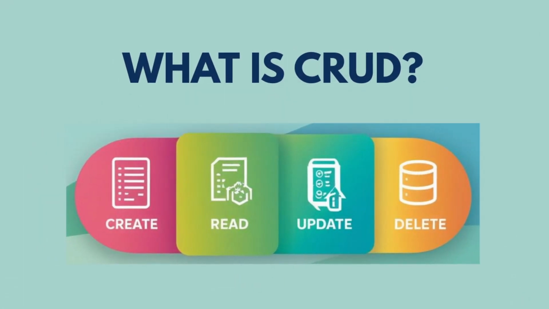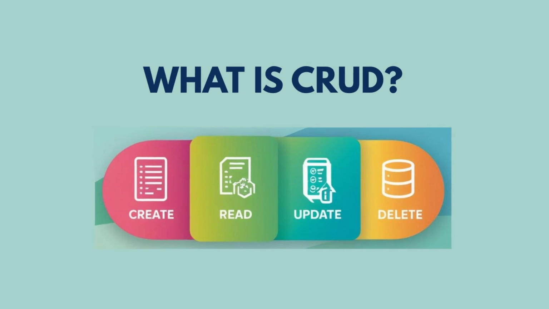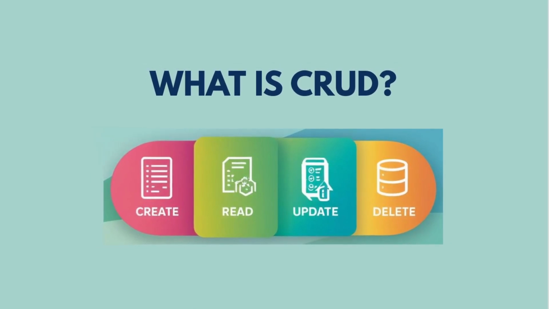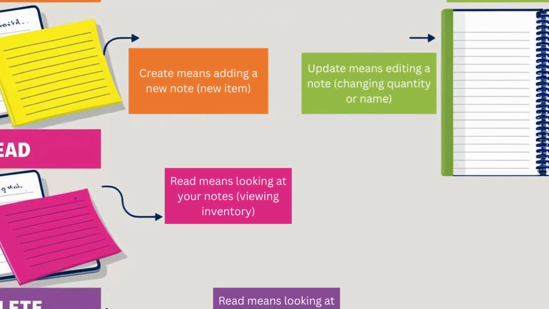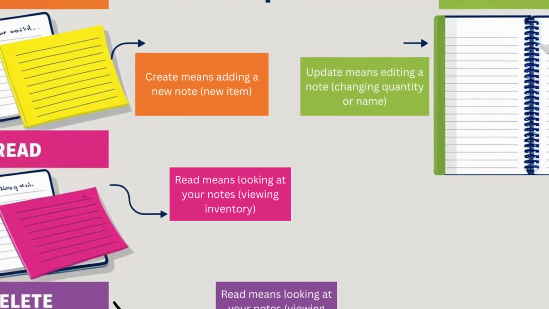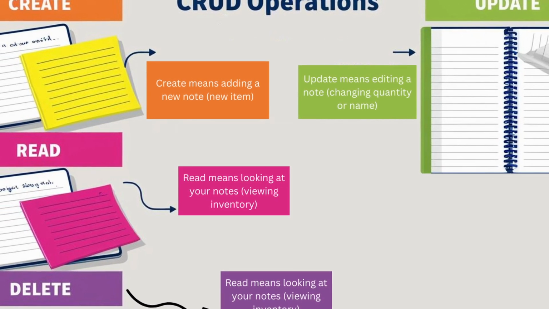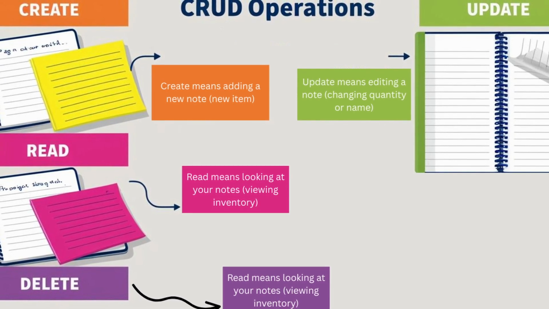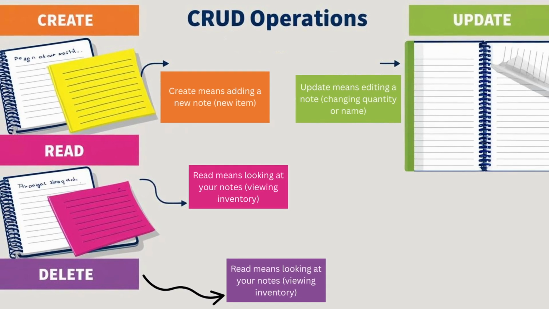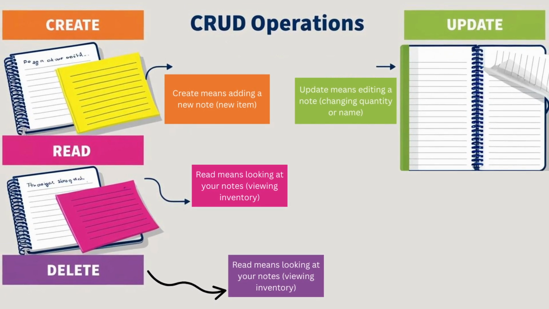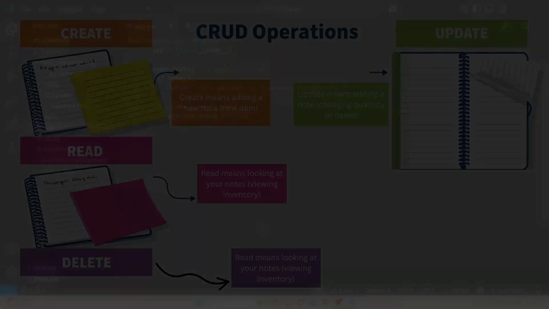If this is your first time creating CRUD functionalities in a web application, let's understand what CRUD is. Here is an analogy to understand the concept of CRUD. Think of your app, a mobile app, as a notebook. Create means adding a note, a new item. Read means looking at your notes, like viewing inventories. Updating means editing a note, like changing quantities or names. And delete means tearing a page out or removing an item.